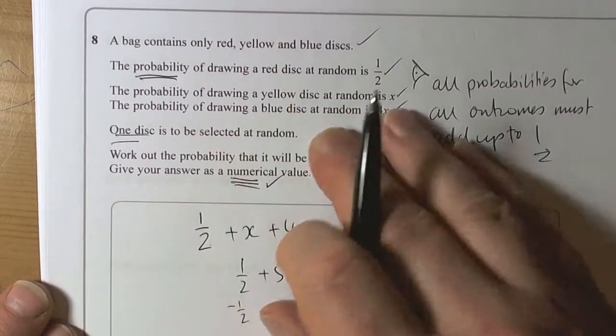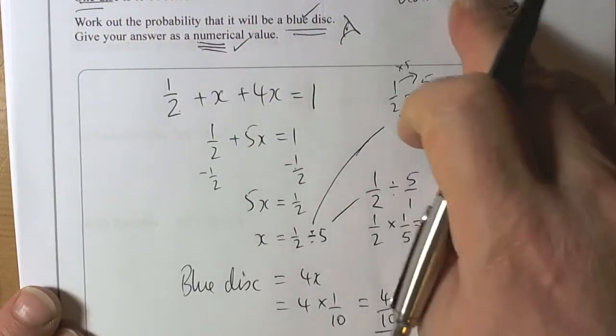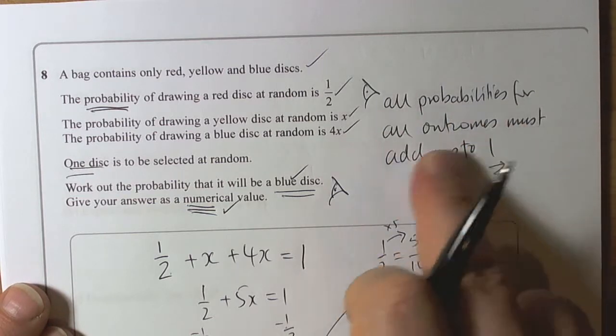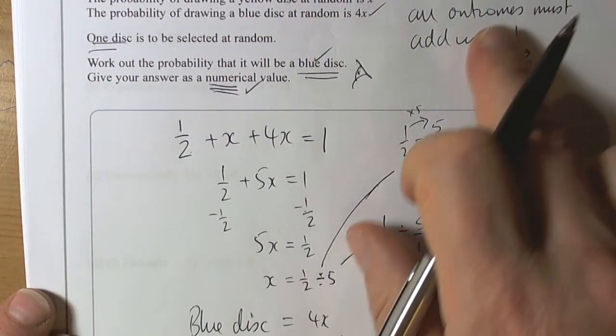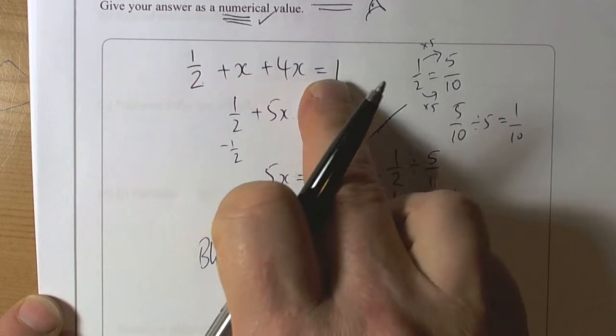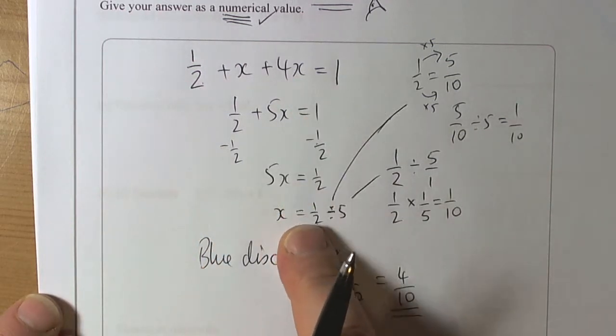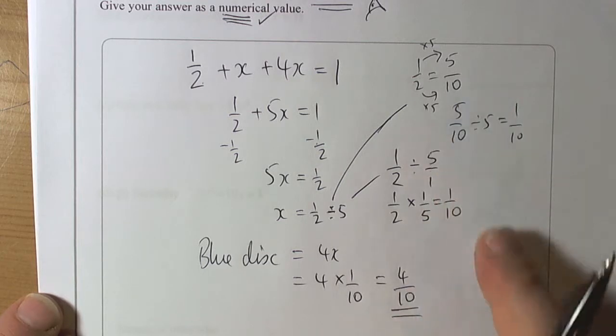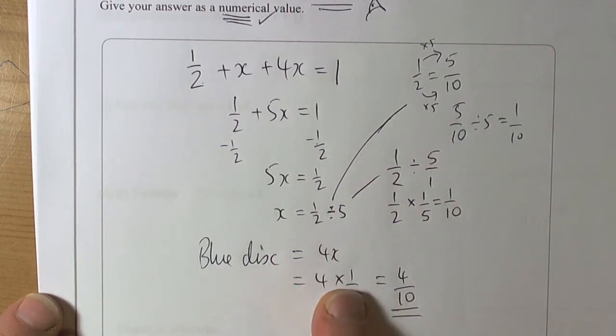So we've done all the bits of the information, and we've recognised what the key trigger said. It was about probabilities, and all outcomes must add up to 1. And write a little equation then, identify what the x value is by doing your division of fractions in whichever method you prefer, and then recognising the blue disc was 4x's, so 4 lots of 1/10, 4/10.